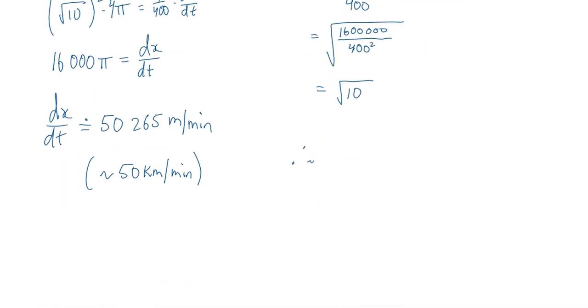Therefore, we don't worry about whether it's moving away or towards. The question may indicate something like that, and in that case you might be able to, but generally speaking we don't know and we don't really care in this case. Usually we care if it's increasing or decreasing. In this case we don't. Therefore the light is moving at 50,265 meters per minute. That is fast.